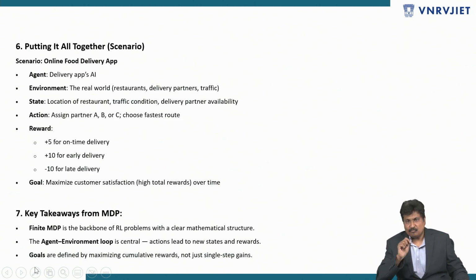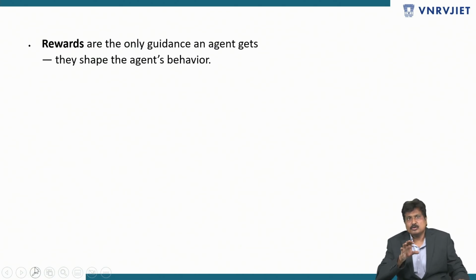Key takeaways from this Markov decision processes session. Finite MDP is the backbone of RL problems with a clear mathematical structure. The agent-environment loop is central. Actions lead to new states and rewards. Goals are defined by maximizing cumulative rewards, not just single-step gains. Rewards are the only guidance an agent gets. They shape the agent's behavior.